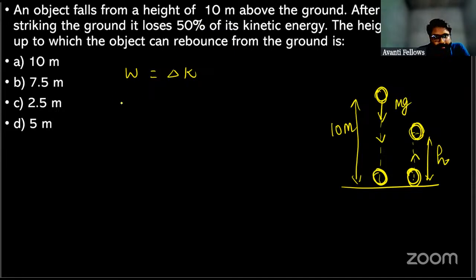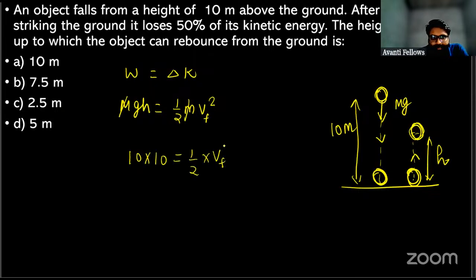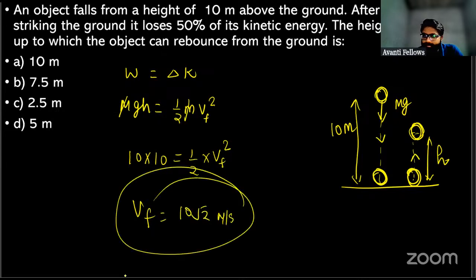So mgh is equal to delta K. The initial kinetic energy is 0, so it is 1 by 2 m v final square, where v final is the velocity when it is hitting the ground. M and M will get cancelled out. g is 10, h is also 10, so 10 times 10 equals 1 by 2 v final square. So v final is 10 root 2 meters per second.